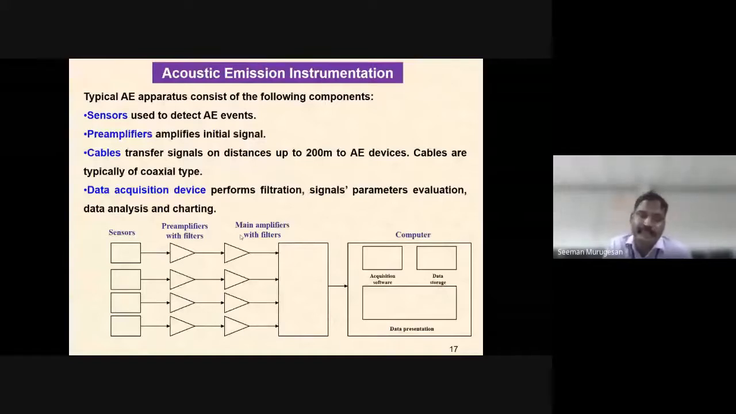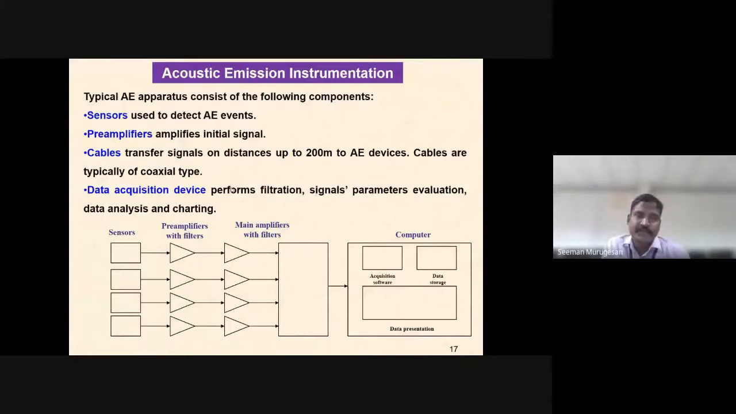The signal received by an acoustic emission sensor will be very minute. So the preamplifier immediately amplifies the small signal, magnifying it with the help of the preamplifier. It amplifies the initial signal. Then the main amplifier and the filter will be used along with the motherboard. The signal is further magnified in the main amplifier. So generally the sensor will be attached with the preamplifier.